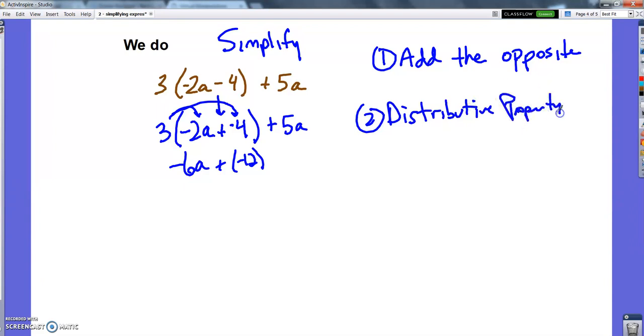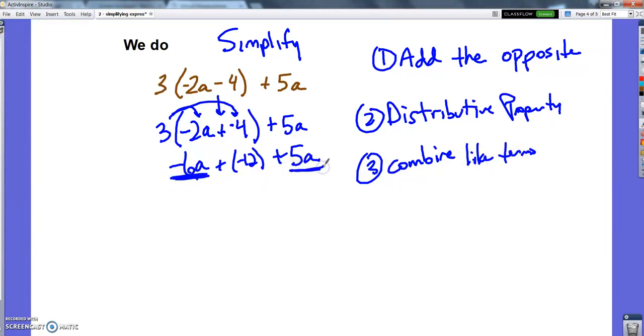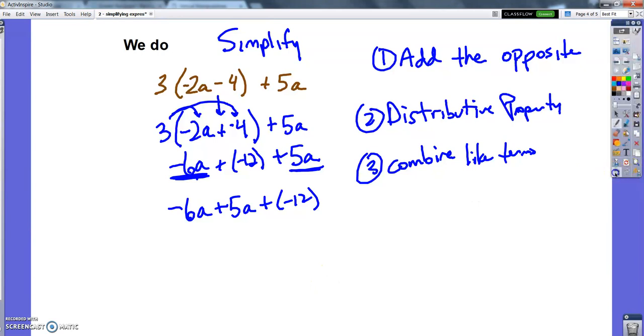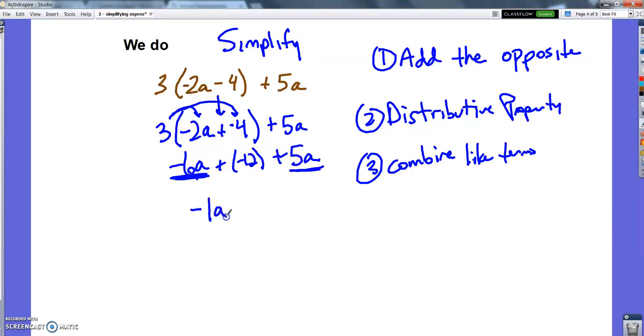And then I'm going to add to that 5a that's still there. And the last thing I have to do is combine like terms. I have a few. So my like terms are going to be the negative 6a and the 5a. If you want to do the commutative property first to put them together, you can. Or you can just combine them straight from here, either way. Commutative property is why you can. Negative 6a and 5a is going to be negative 1a and negative 12.